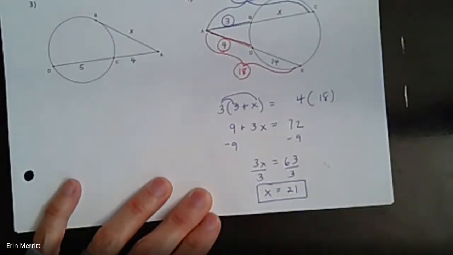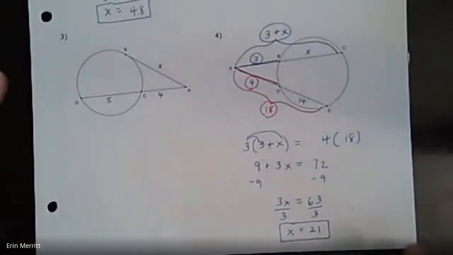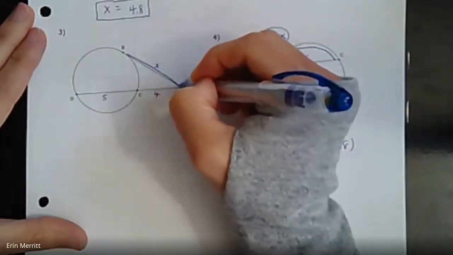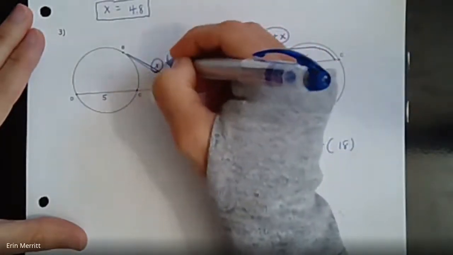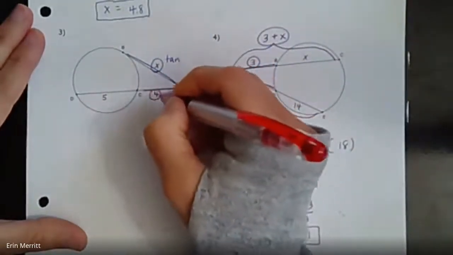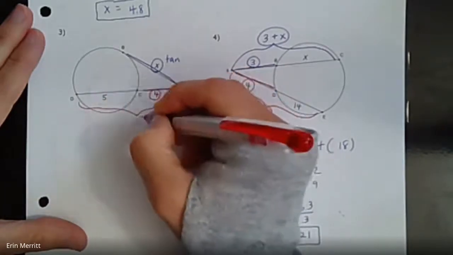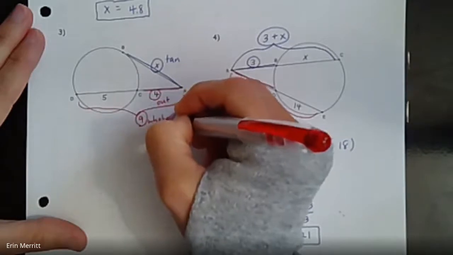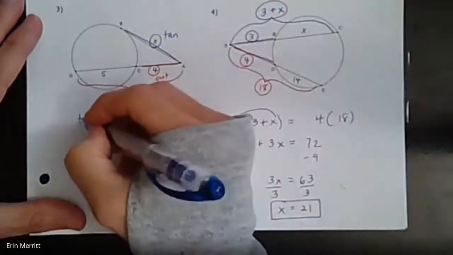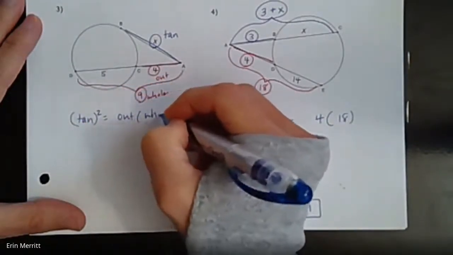And then number 3 is really similar. The only difference between number 3 and number 4 is that this part, the entire segment is outside. So this is referred to as the tangent. And then down here, here's the outside part of it. And then this would be the whole secant. So 5 plus 4, or 9. That would be the whole piece of it. And so the rule for this one is the tangent squared equals the outside times the whole.